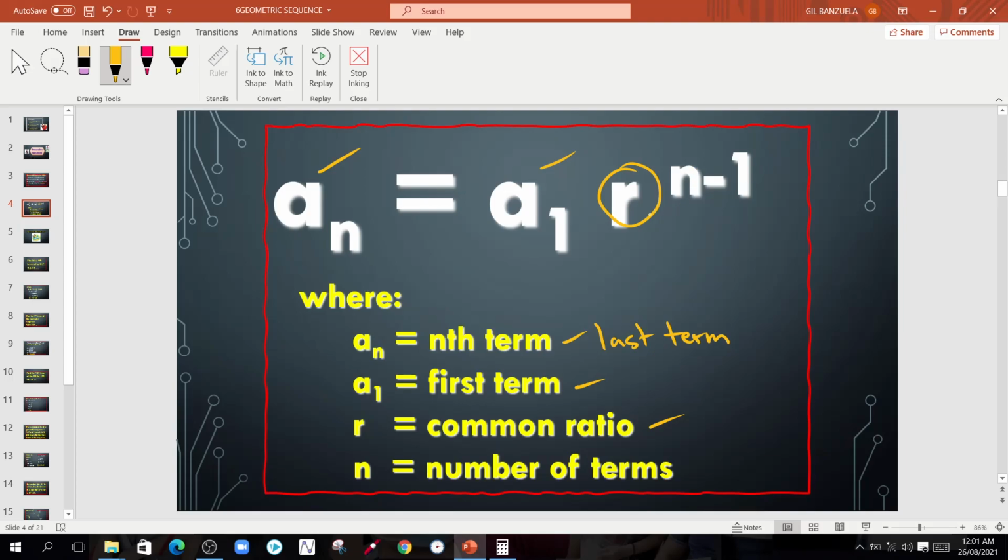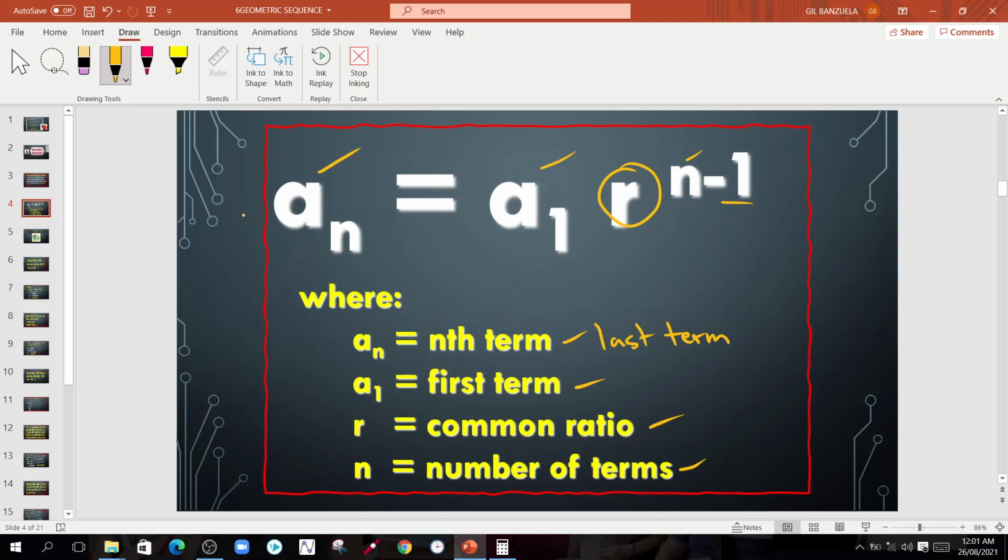And again, kung makikita ninyo, yung n natin is an exponent. Yung n natin, yan pa rin yung number of terms, but this time iti-treat natin as an exponent. Then, subtract lang tayo ng 1. Ito yung magiging working formula natin for geometric sequence. The last term is always equal to the first term multiplied by its common ratio raised to the number of terms minus 1.